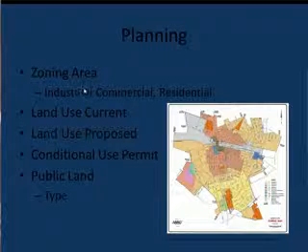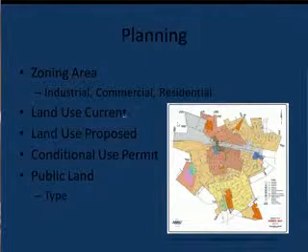Basically, heavy to light is generally determined by how much of a nuisance it is to have the industry by you. Smoke, other forms of pollution that's emitted by the industry can make you want to put it further away from the residential areas. Also, we have land use current and proposed.